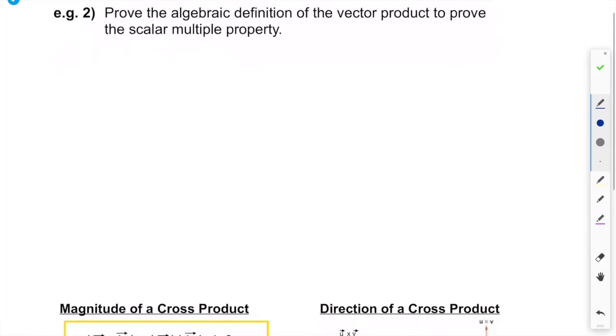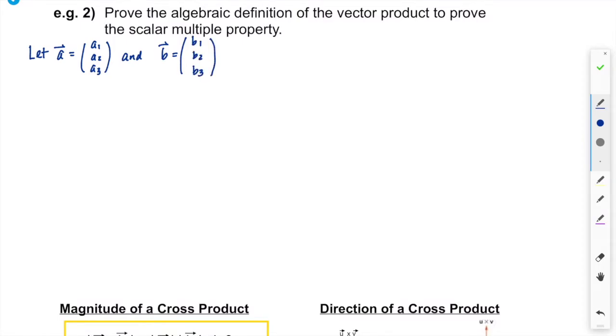So example 2, use the algebraic definition of the vector product to prove the scalar multiple property. So here we're going to prove K times A cross B is equal to KA cross B, which is also equal to A cross KB. To help us with the work, I'm going to first let vector A be A1, A2, A3, and vector B be B1, B2, B3. Okay, so let's work out A cross B.